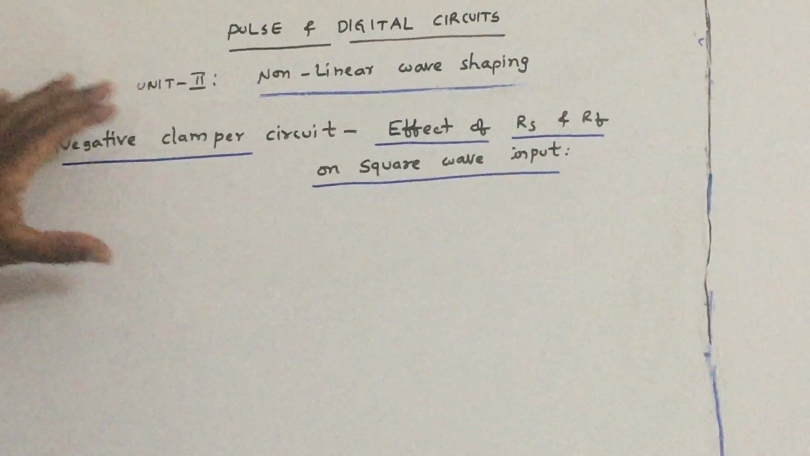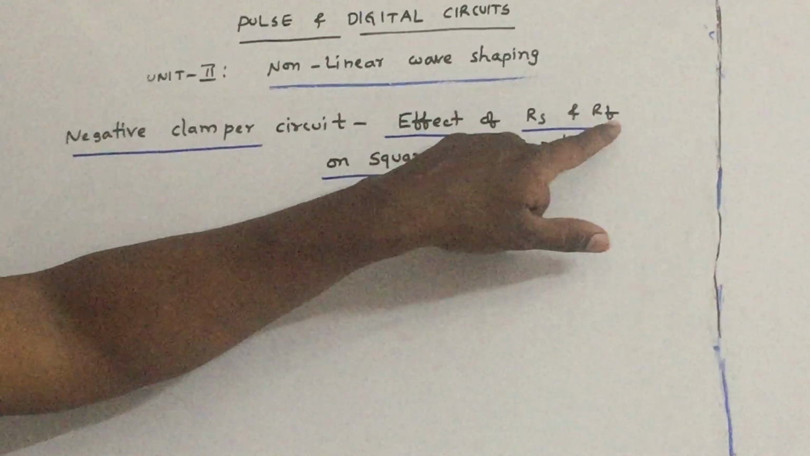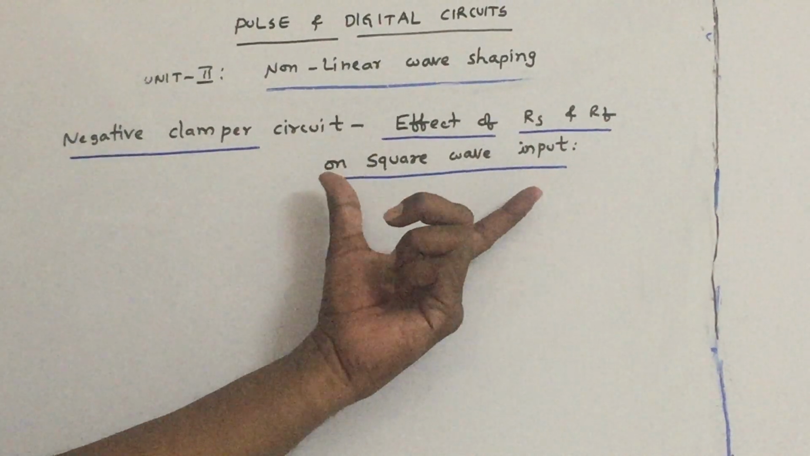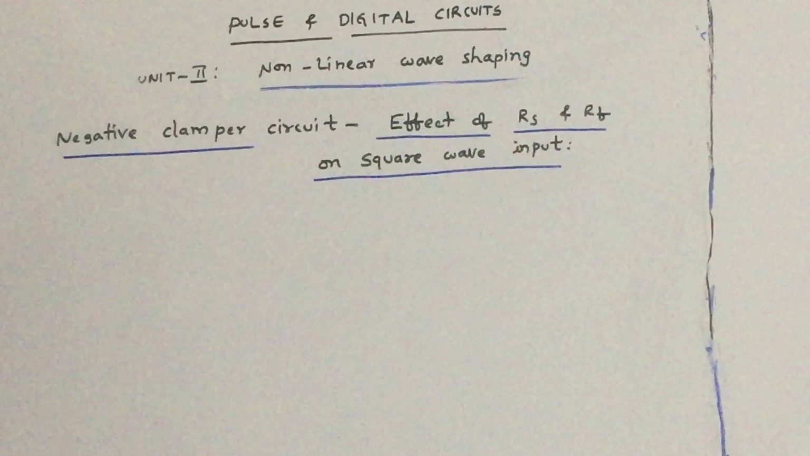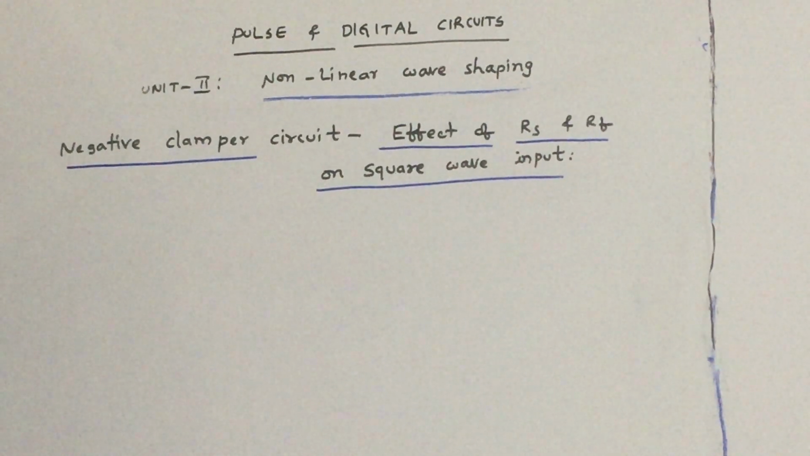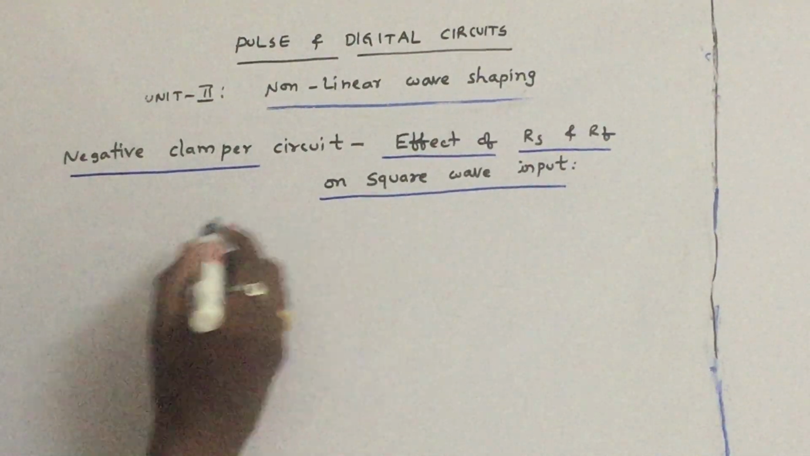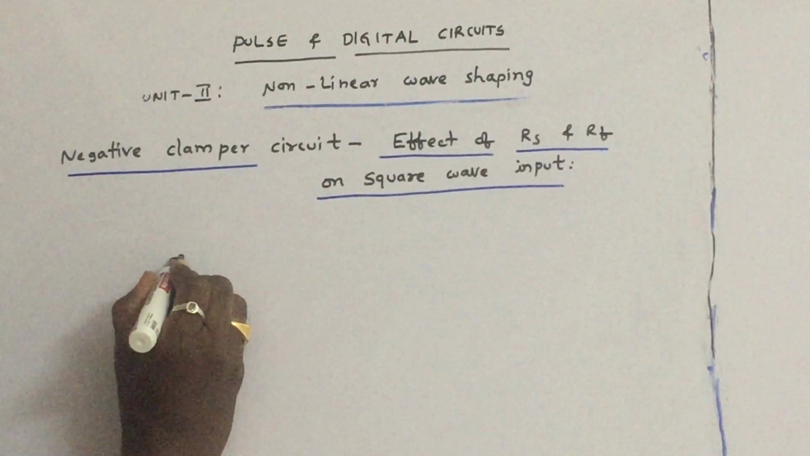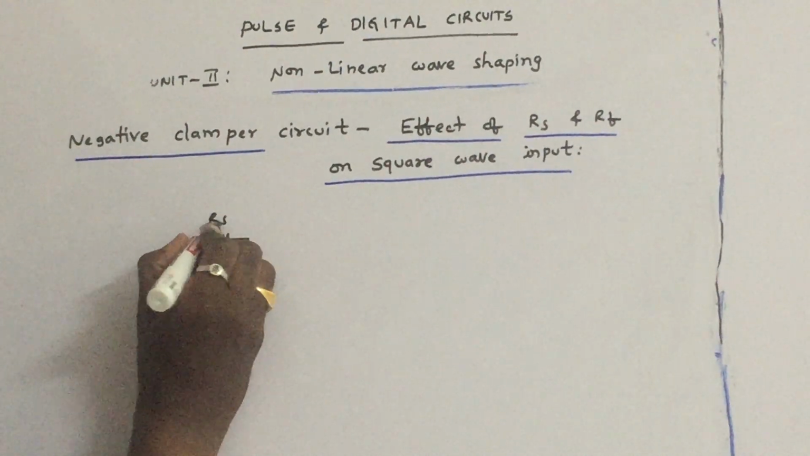So let us see the negative clamper circuit and what is the effect of source resistance and diode forward resistance on square wave input when a square wave input is applied to the negative clamper circuit. That is what we will discuss today, a very important article. Now, what we are considering is a negative clamper with source resistance, say RS, here is the source resistance.